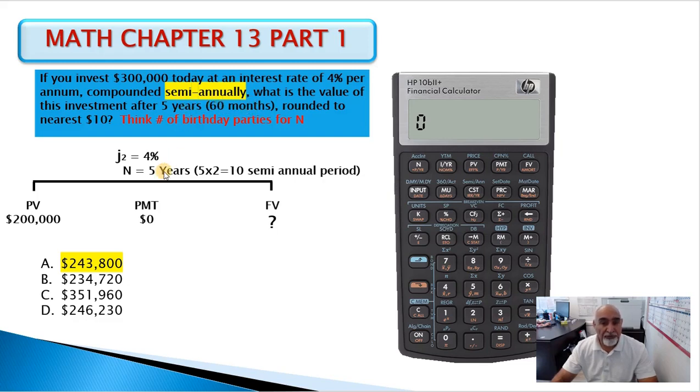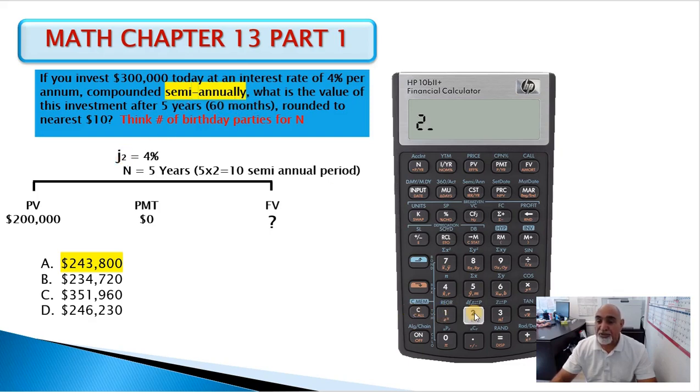5 years. We know it's 5 years, but because we're talking semi-annually, we need to think about N as how many periods there are in 5 years. So if we're talking semi-annually, 2 periods per year, that means there's 10 for N. N is 10. N is not a 5 this time. Okay, let's continue. So this is there to confuse you. We're not talking months yet. But if this was a 12, yes, then we would need months.